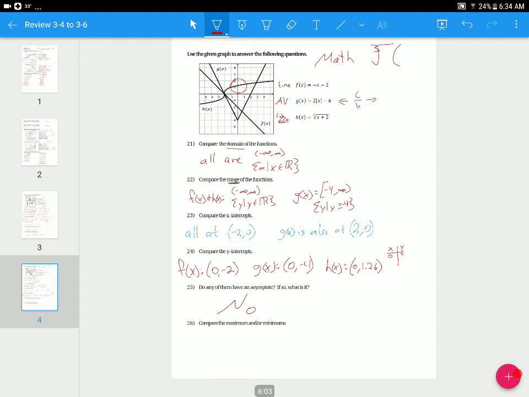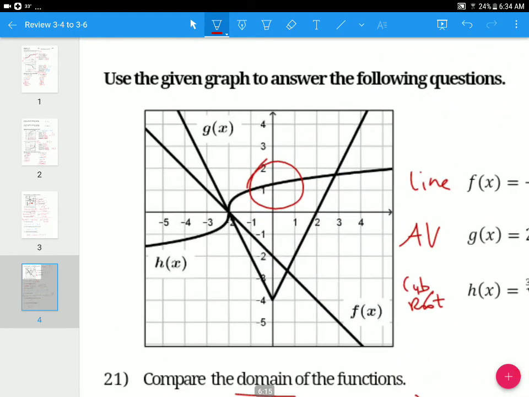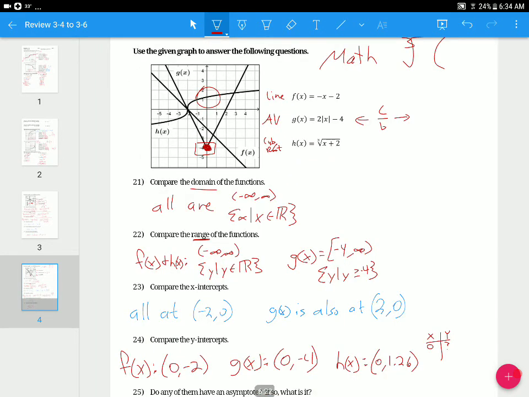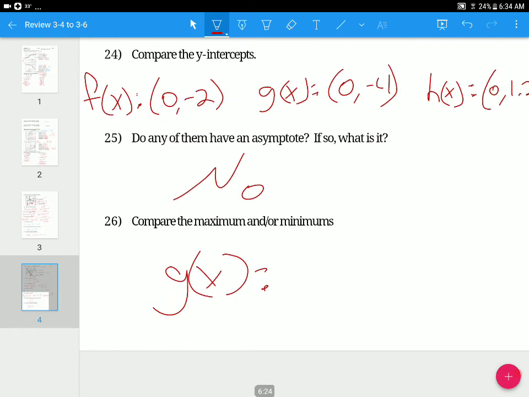Do any of them have a maximum or minimum? You'll notice, hey, the line doesn't, the cube root doesn't, but the absolute value does. G of x has a minimum in this case. Let me go back up to the chart. The minimum, right there, that's the lowest point at negative 4. So g of x has a minimum. Minimum, I know that's a fun word, isn't it? Minimum at y equals negative 4.